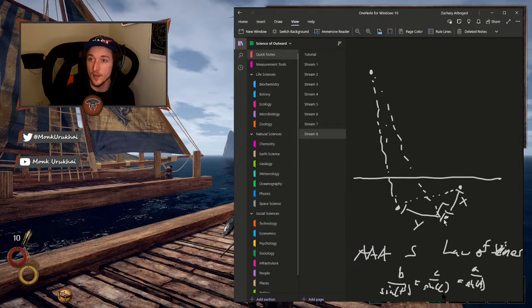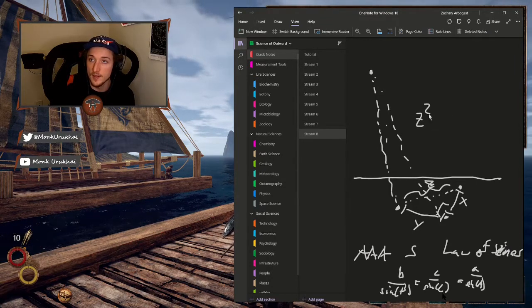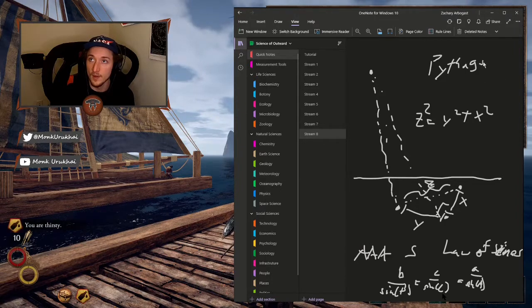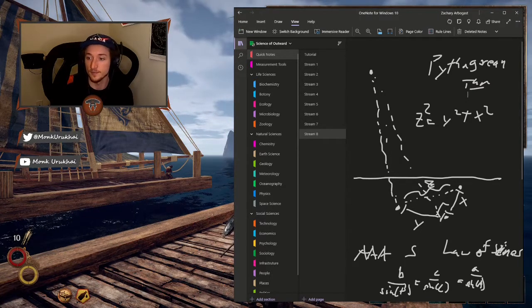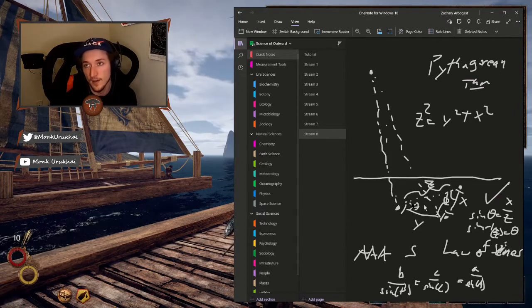What is this triangle right here? It's a right triangle, right? Which means that this length right here, z squared is equal to y squared plus x squared because of the Pythagorean theorem, right? Good old Pythagoras giving us some good details, which hopefully I'll be able to illustrate in a second.